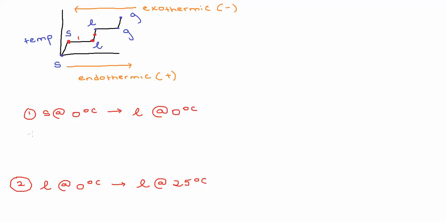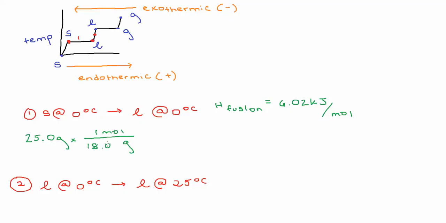Well, I'm given that I have 25 grams of my sample. And the other piece of information that I know is that my heat of fusion is 6.02 kilojoules per mole. Well, I need to get my grams into moles in order to use this conversion. So I'm going to convert. I'm going to get moles on top, and I'm going to put my molar mass on the bottom. That's the molar mass of water. Okay, now I'm in moles.